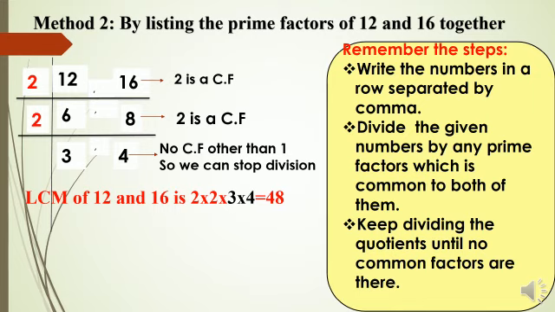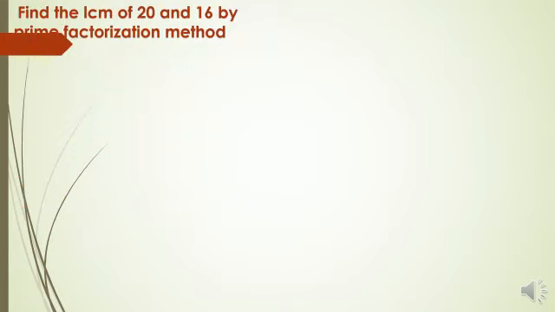We have to multiply the common factors and the factors which are left down. 2 into 2 into 3 into 4. It is equal to 48. Now let us do some questions by listing the prime factors separately. Find the LCM of 20 and 16 by prime factorization method.